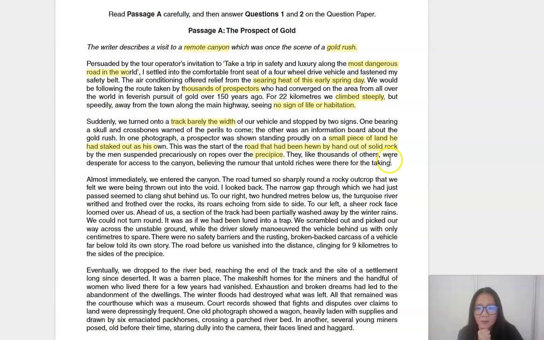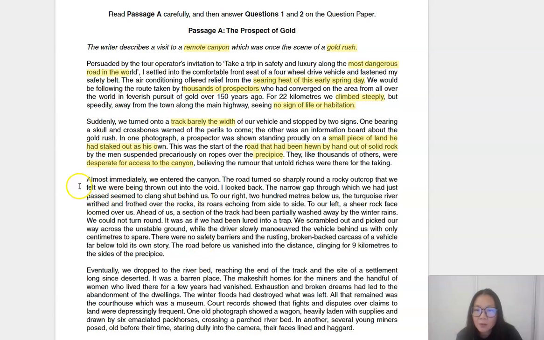And they, like thousands of others, were desperate for access to the canyon, believing the rumor of the untold riches for the taking. So what information would I get here? Desperate for access to the canyon. Again, I think it will be about the competition. So this I would put under perhaps part of working conditions, lots of competition. Having to constantly perhaps look over your shoulder for who would try to pan for gold in your little area sort of thing.